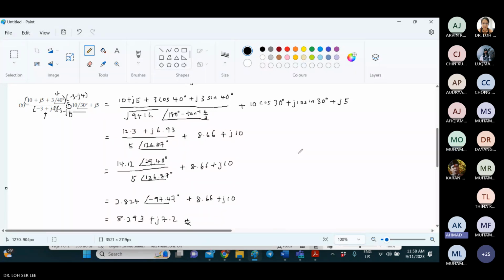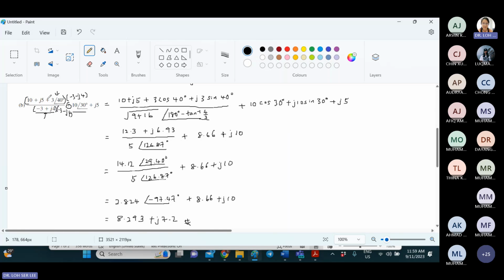Where does the Q plus 16 come from? Which one? The first one, the 10 plus J5, the bottom one, third Q plus 16. Not Q, this is 9. This is 9, 9 plus 16. I changed this one into polar form. So this is x squared plus y squared in the square root.